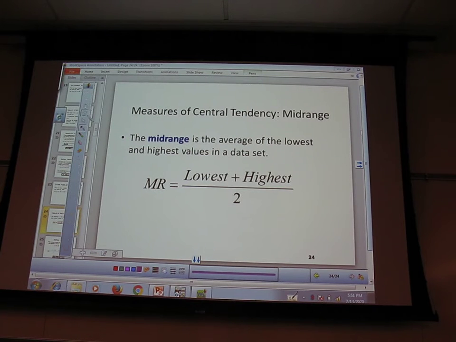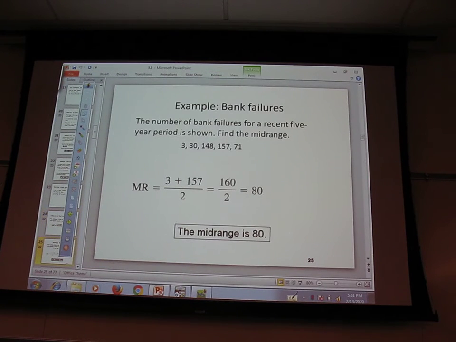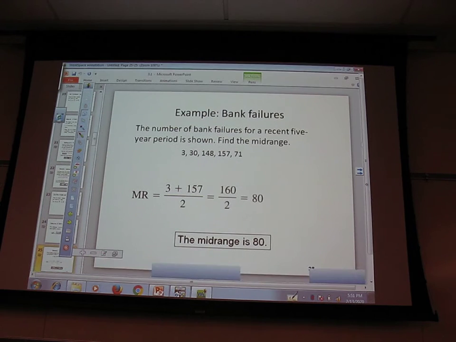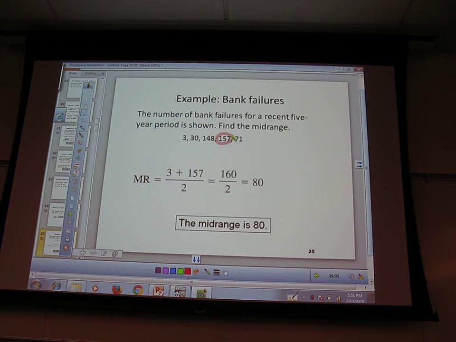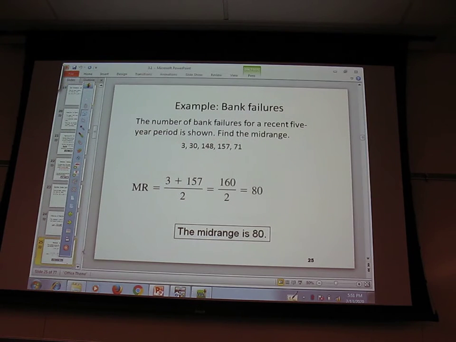So I'll show you guys a quick sample. Bank failures: the highest is 157, the lowest is 3. You average them, and your mid-range is 80. So you guys do the mid-range problem on yours. And again, I'll give you guys about 15 seconds to do that.